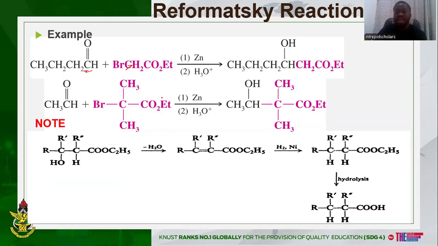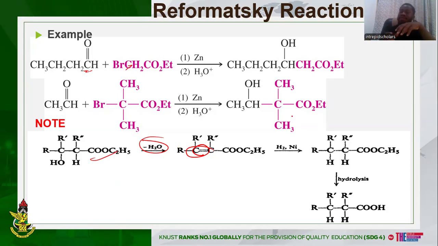Now, the note that has come down here is that after your Reformatsky reaction, you can further process your product. And so this is what we get from Reformatsky. Now, what we have here is a dehydration product. So we have removed water. When you remove water, you form an alpha beta unsaturation. Now, this typically will tell us the effect of heat.